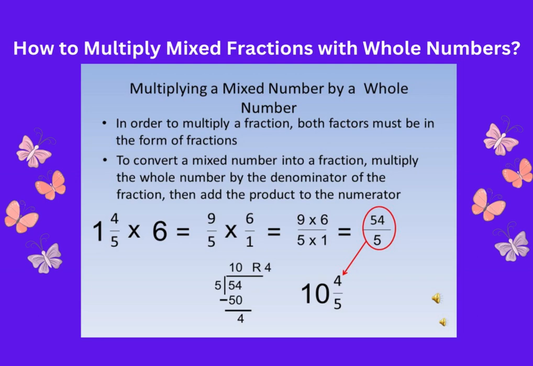Now 54 by 5 is the resultant fraction, but it is improper and we can change it into a mixed fraction. How? 54 divided by 5. It means when you divide, there is a remainder also and a quotient also, so you put that in the mixed fraction: 10 4 by 5.